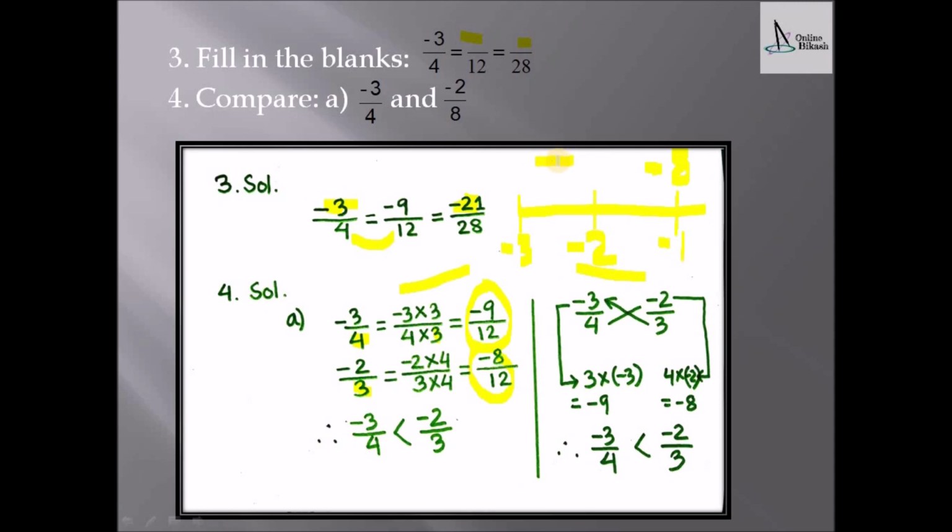Left side. Minus 8 will be on the right hand side of the number line, and from minus 8 you have to go to the left to get minus 9. So minus 9 is sitting at the leftmost, and minus 8 is sitting to the right of minus 9. So minus 8 is bigger, minus 9 is smaller. So minus 8 by 12 means what? Minus 2 by 3. Yes or no?